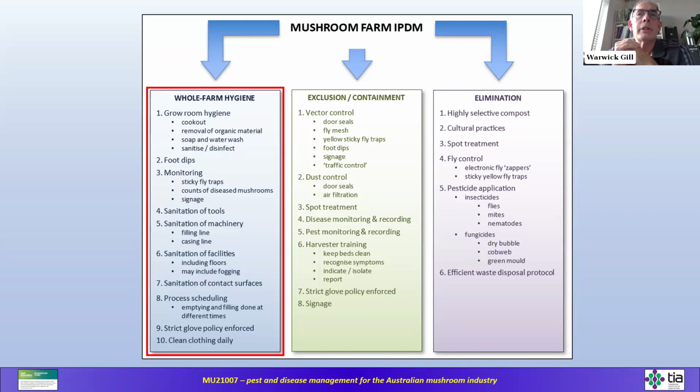Contact services such as maybe benches, tables where spores could land, particularly Lecanicillium could land and be stuck so that they are picked up by subsequent people coming along. We need to make sure our processes are scheduled so we don't obviously fill a room while we're emptying another room at the same time. Make sure our strict glove policy is in place and is enforced. And please make sure your clean clothing is a daily occurrence and not just a weekly occurrence.